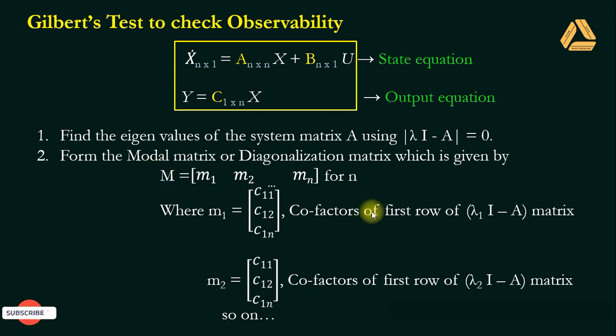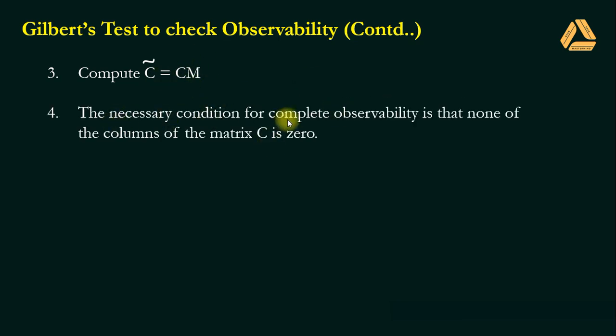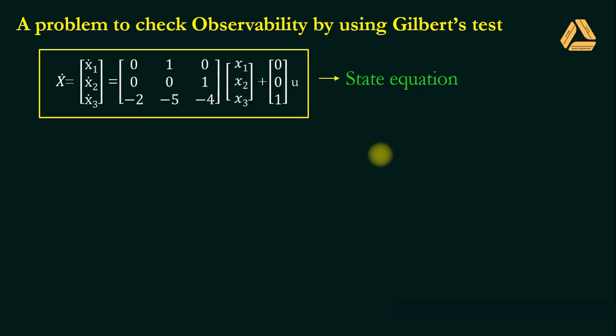From the modal matrix, you have to take the C matrix and multiply it directly with the modal matrix. In the controllability session we multiplied M inverse into B, but here we multiply directly with the modal matrix. We have no need of finding the inverse of the modal matrix. The necessary condition for complete observability is that none of the columns of the matrix CM is 0. All the columns should be non-zero, then only you can say that the system is completely observable. It is better understood by solving the problem.